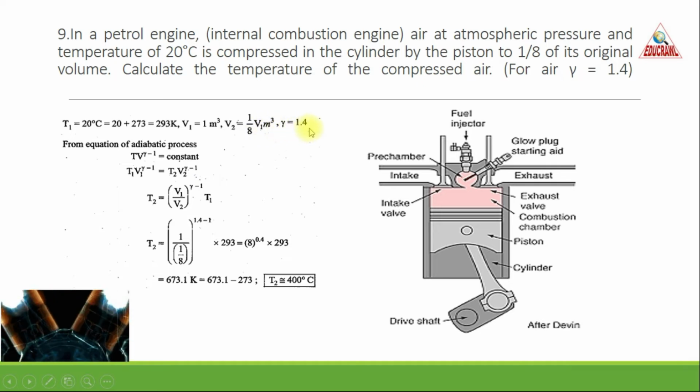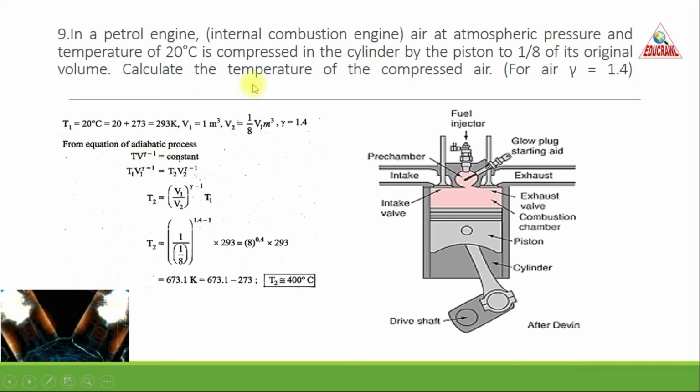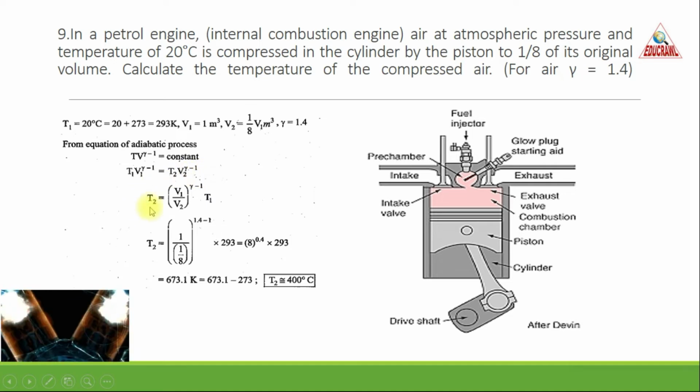Gamma value is 1.4. Now we will use the adiabatic equation, which is T V power gamma minus 1 is equal to constant. So you can rearrange this equation for our given problem as T1 V1 power gamma minus 1 is equal to T2 V2 power gamma minus 1. Here our aim is to find T2.